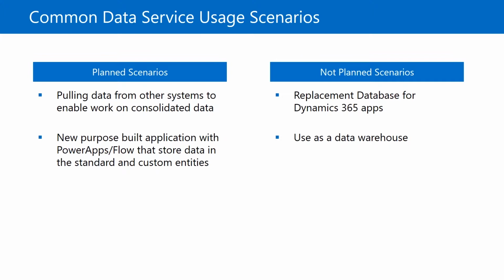So pulling data from other systems to enable work on consolidated data, meaning I might pull data from Office 365, from Dynamics 365, and then build an application that works on that data simply using the Common Data Service. That's perfectly a planned scenario. New purpose-built applications with PowerApps and Flow that store data in the standard and custom entities. That's also a planned scenario. That's a good way if you have a small application you need to get running quickly. You don't need all the things that you would normally find in Dynamics 365. You just want some of the features that come with the Common Data Service. Again, that's a perfectly good way to use the Common Data Service.